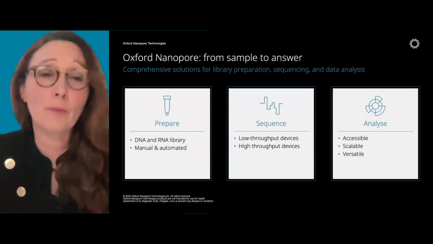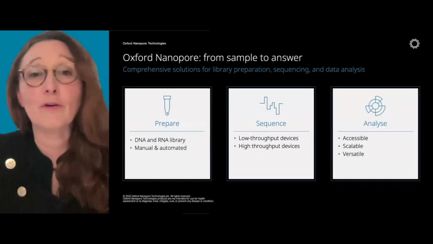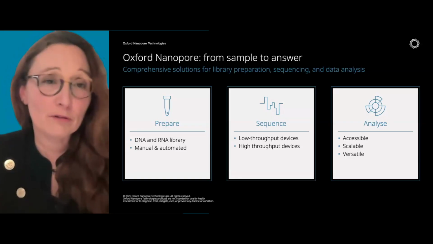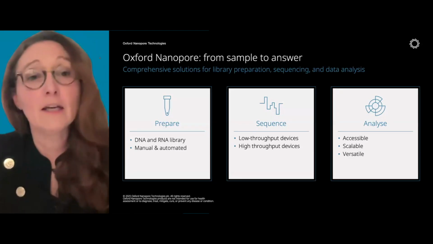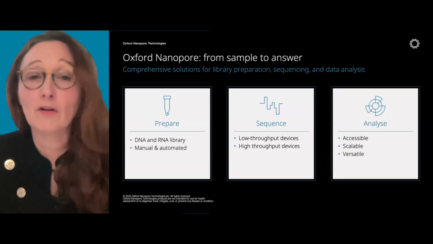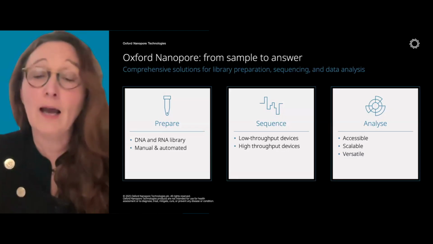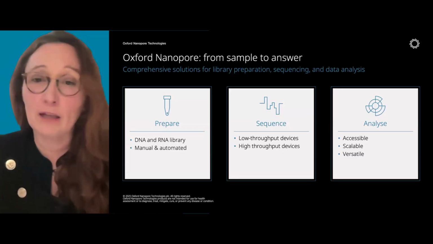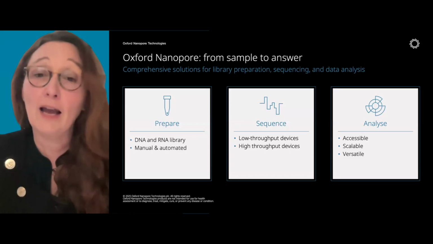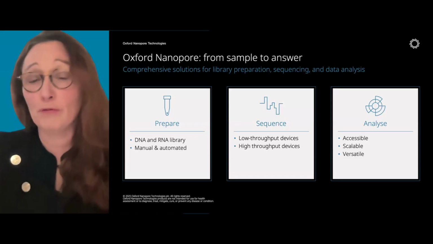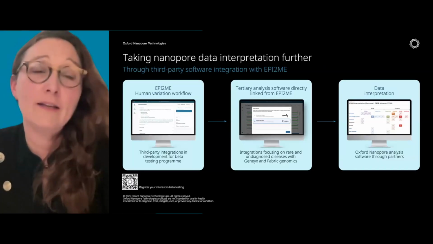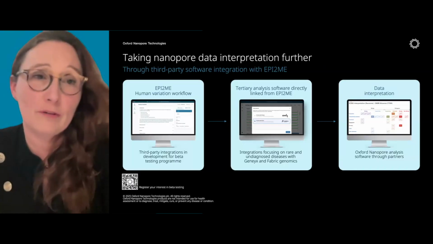At Oxford Nanopore, we do have a solution from sample to answer. This covers preparation of your DNA or RNA in a manual or automated way. Of course, we do have devices that are low to high throughput, and Jennifer will cover in depth the analysis. But I want to point out that it's very accessible, scalable, and we have a very versatile portfolio of analysis. So we can take your data analysis and interpretation much further.